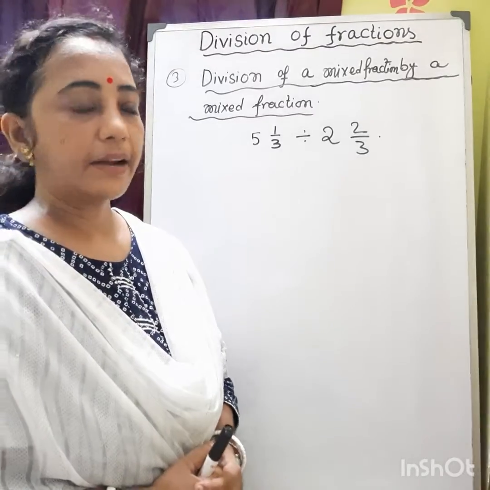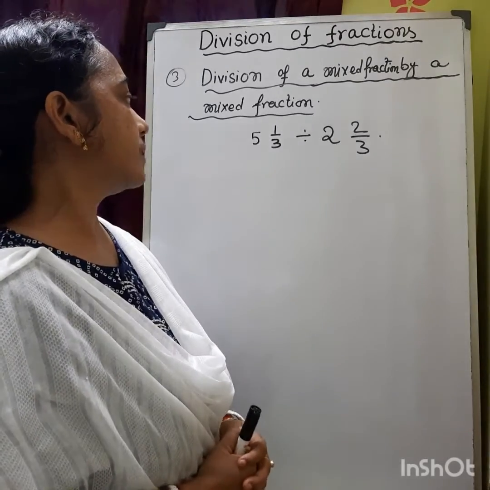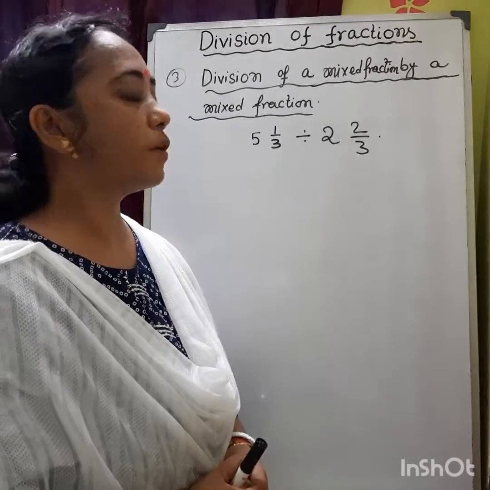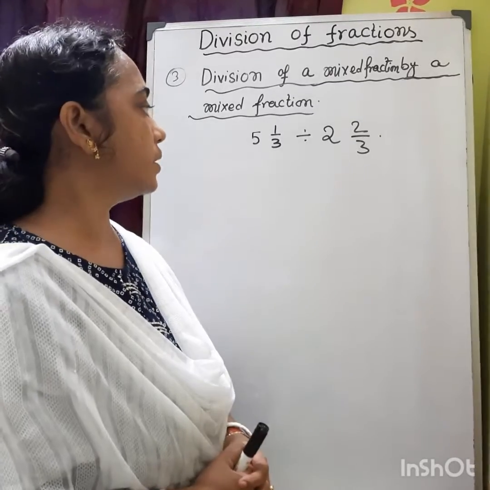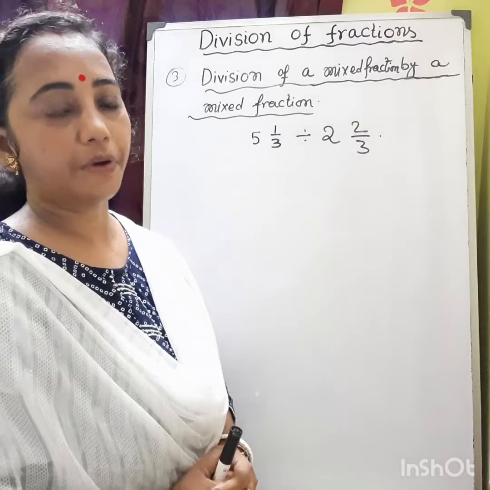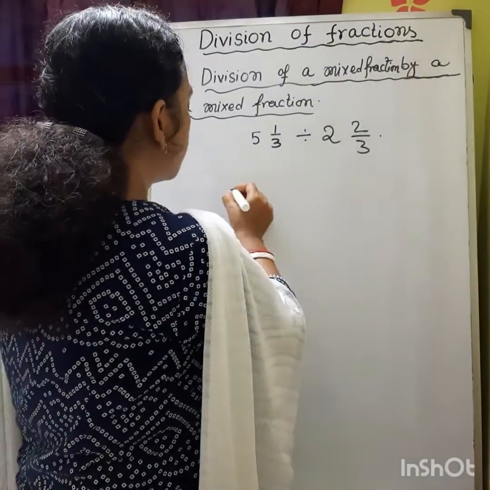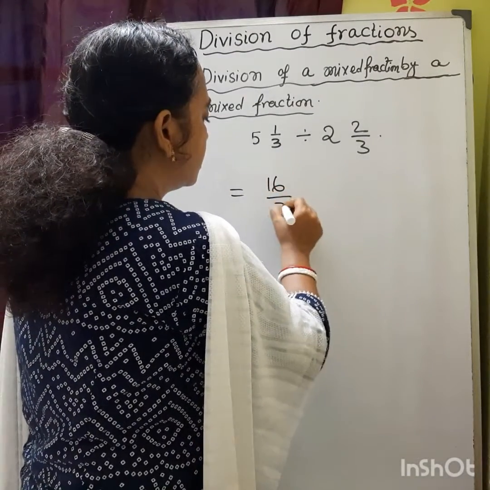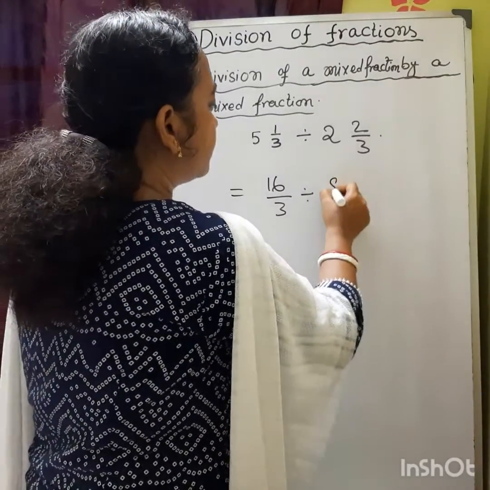Now let us consider another type, the division of a mixed fraction by a mixed fraction. For example, 5 whole 1 by 3 divided by 2 whole 2 by 3. Both the dividend and the divisor are mixed fractions. So in this case, first we have to convert each of them to an improper fraction. So this becomes 5 3s are 15 plus 1 means 16 by 3, divided by 2 3s are 6 plus 2, that means 8 by 3.